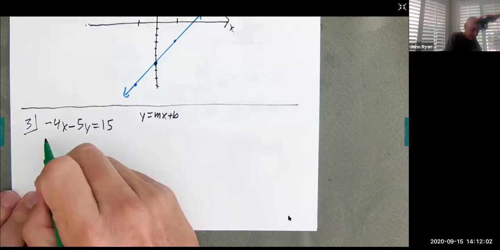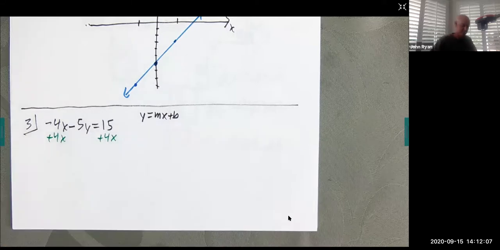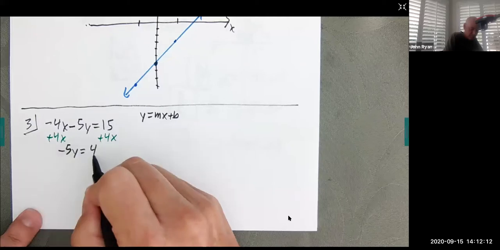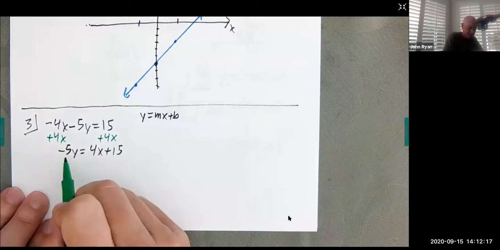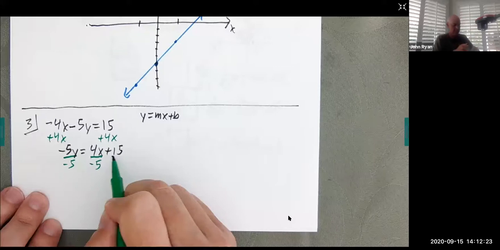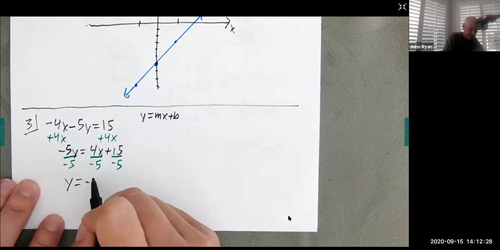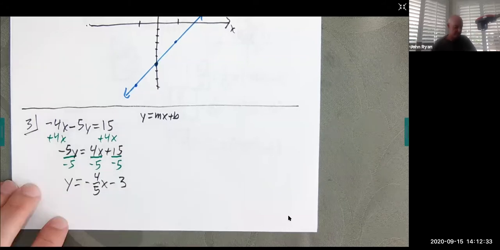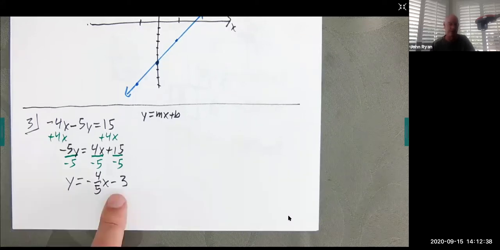So to do that, I'm going to add a 4x, then divide by the -5. Very nicely, we get y equals -4/5 x minus 3. So now we have the slope and the y-intercept, and you can see the slope is -4/5, and the y-intercept is -3.